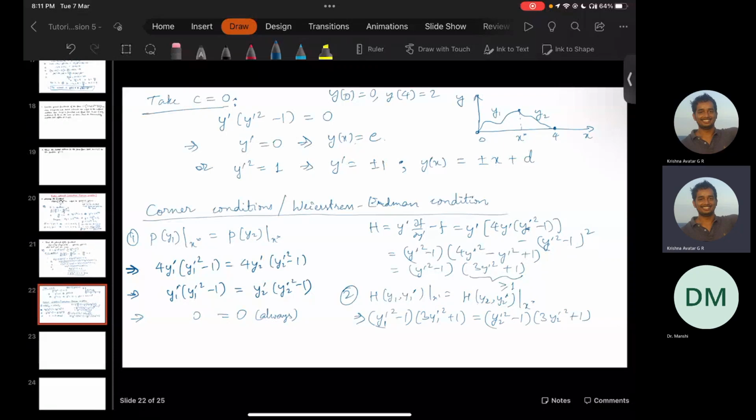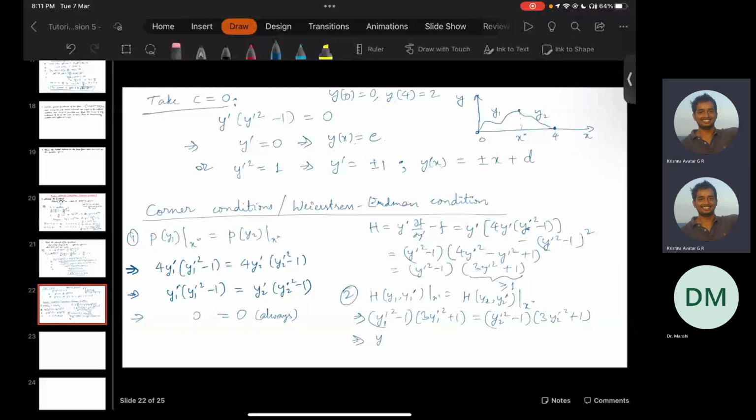Okay, and then let us bring both the terms on one side and also expand it. So we'll have, say, y1 prime squared minus 1, and also, I'll take it on the next slide. This looks very clumsy.